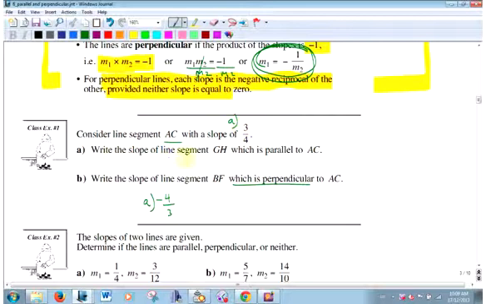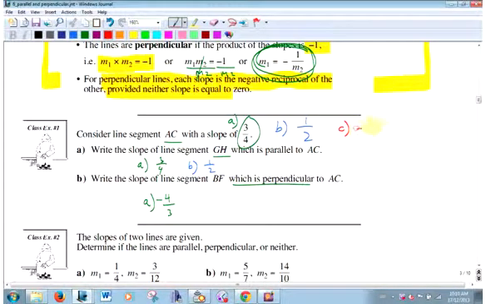Now, what's the slope of a line segment parallel to this one? Let's call it GH. What's parallel to this? If it's parallel to this, it's the same, isn't it? Okay? So a couple of other examples. Let's do B. What if some line AC had a slope of 1/2? What would be the slope of another line segment parallel to this one? 1/2. Okay?